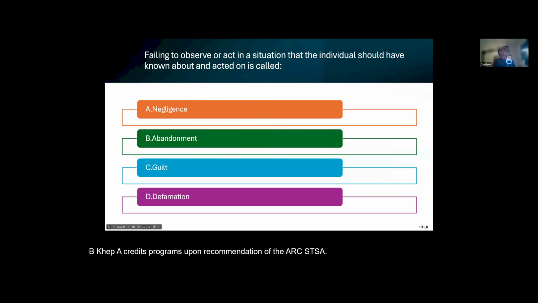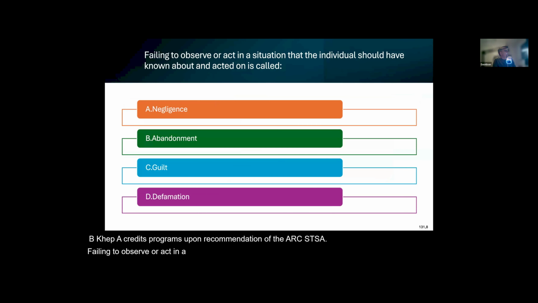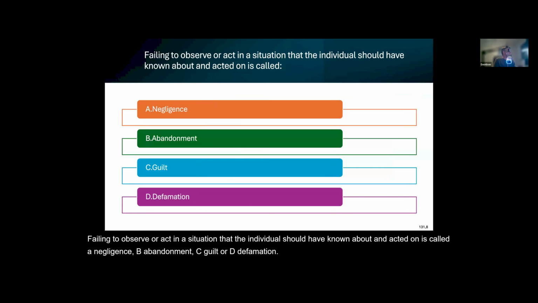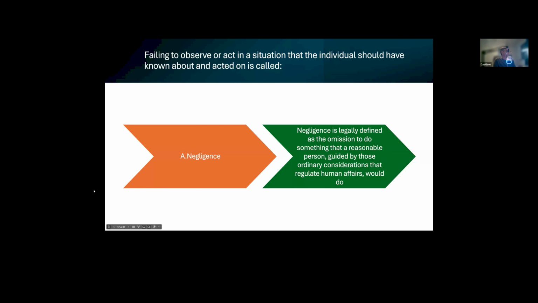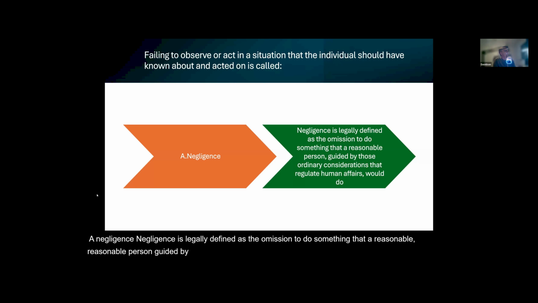Failing to observe or act in a situation that the individual should have known about and acted on is called A, negligence, B, abandonment, C, guilt, or D, defamation. A, negligence. Negligence is legally defined as the omission to do something that a reasonable person, guided by those ordinary considerations that regulate human affairs, would do.